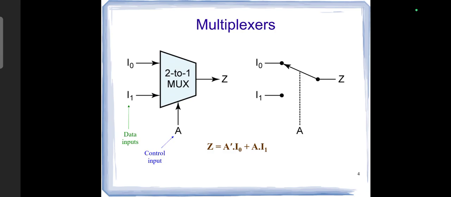Let's understand how it works. When the select line A is 0, its complement A dash becomes 1. Therefore, output becomes Z equals I0. Input I0 reaches the output. Now let's consider A equals 1. A dash becomes 0. The equation becomes Z equals I1. Now input I1 reaches the output. So depending on the selection line, either I0 or I1 appears at the output. This is the simplest example of data selection.